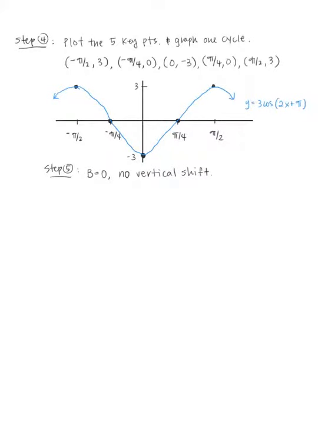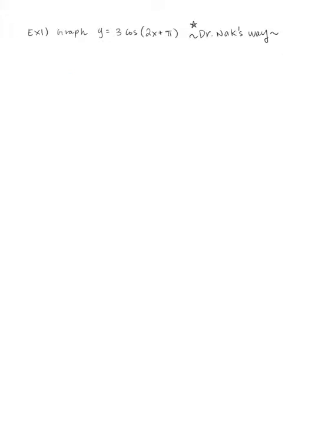That is how the textbook does it, but let me show you how I would do this. Let's go with the same problem. Graph y equals 3 cosine of 2x plus pi. Of course, we're going to plot all the key points and graph that in one cycle.